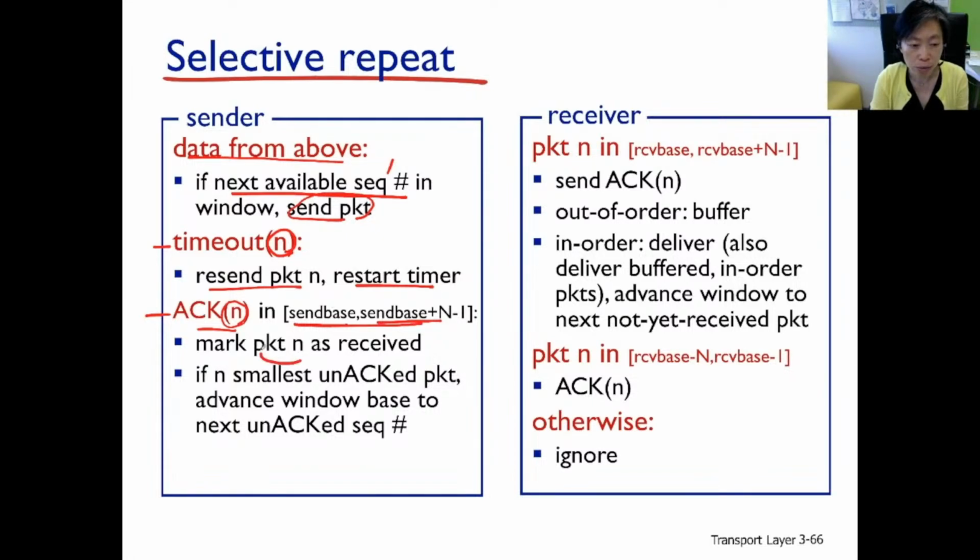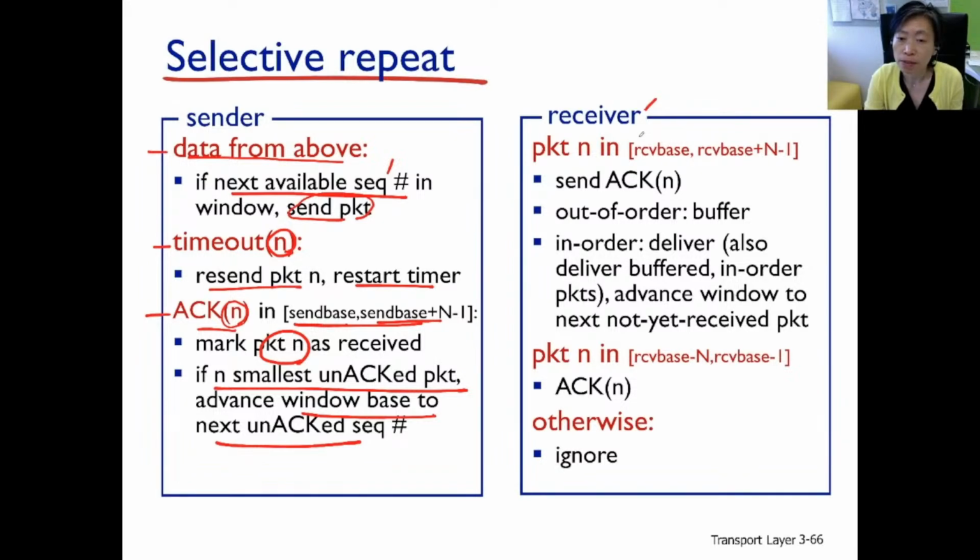Now, once that's the case, we mark packet n as received, so turn it to green. If n is also the smallest unACKed packet, so we turn that into green. There could be a number of other greens following that. Then we advance the window base all the way to the next yellow packet, which is the next unACKed packet. All right. So this is the sender's actions, depending on what's triggering the sender's finite state machine to take transitions.